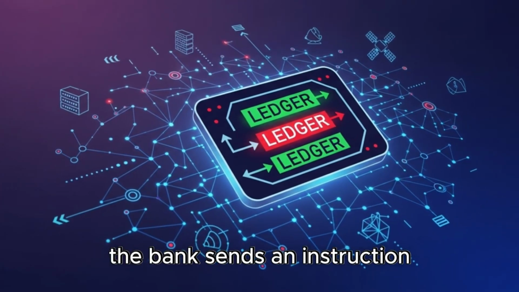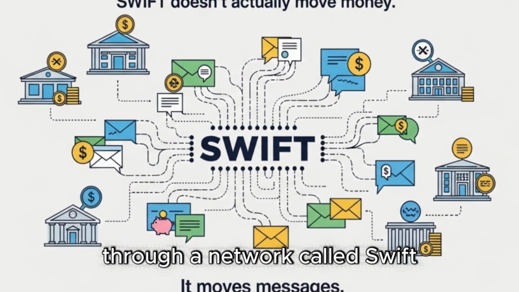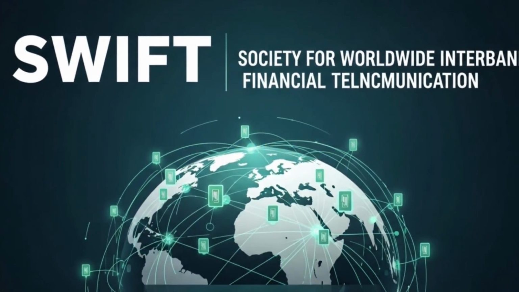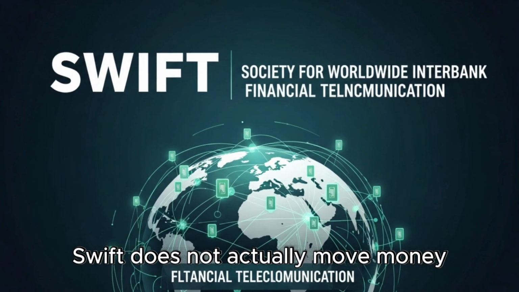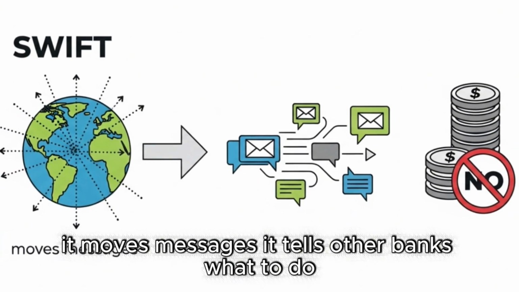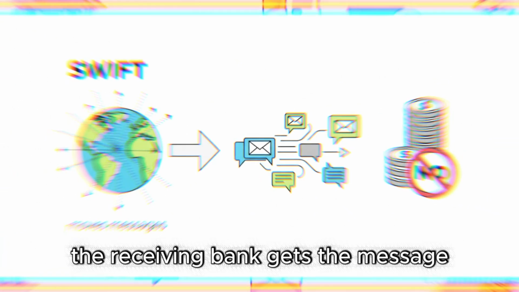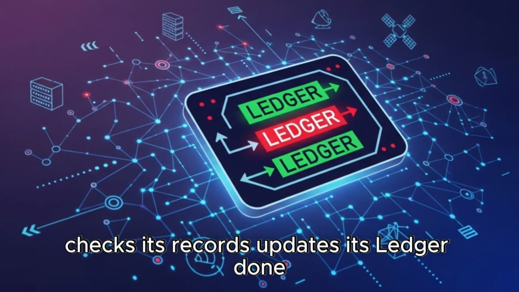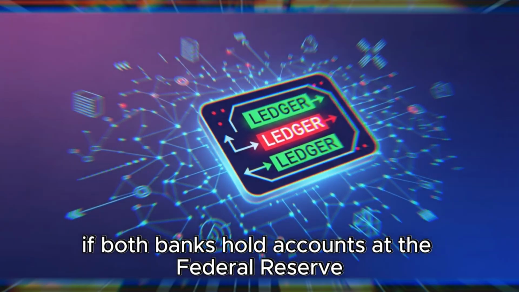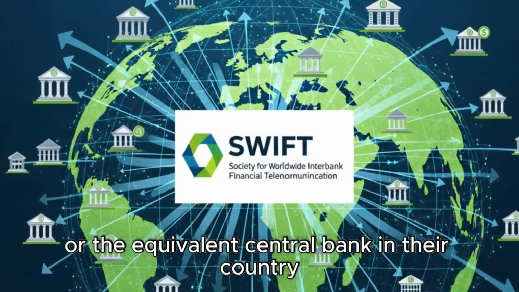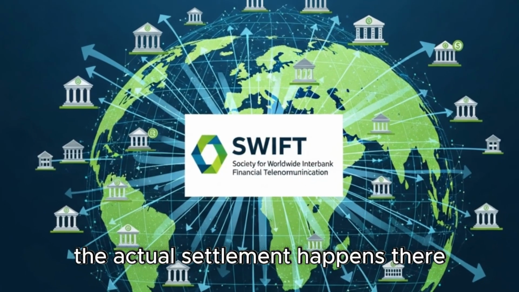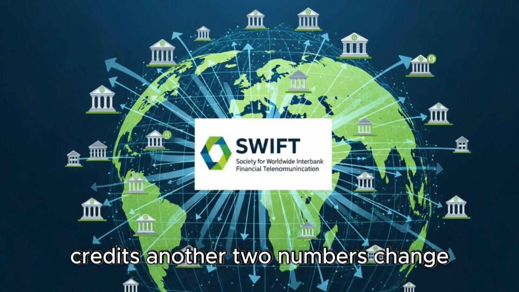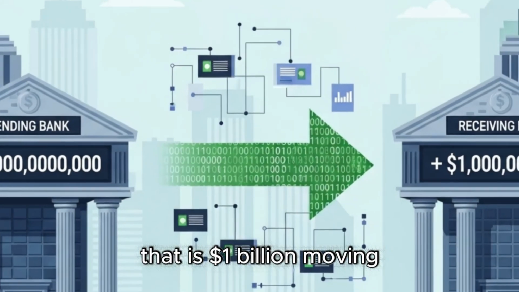The bank sends an instruction through a network called SWIFT, the Society for Worldwide Interbank Financial Telecommunication. SWIFT does not actually move money. It moves messages. It tells other banks what to do. The receiving bank gets the message, checks its records, updates its ledger. Done. If both banks hold accounts at the Federal Reserve or the equivalent central bank in their country, the actual settlement happens there. The Fed debits one account, credits another. 2 numbers change. That is $1 billion moving.